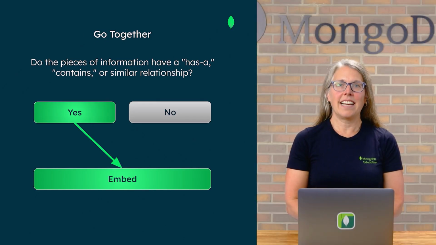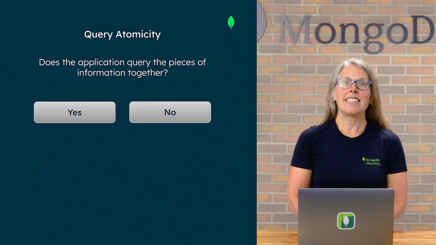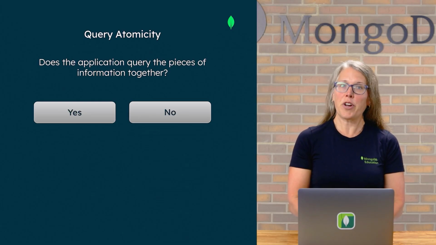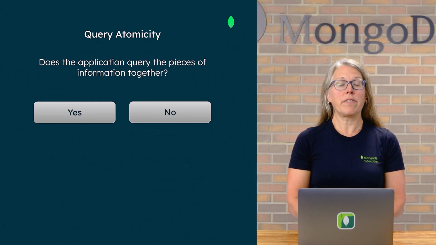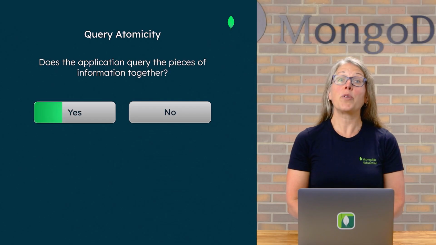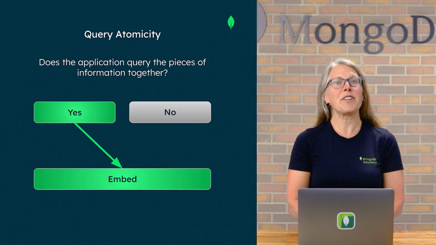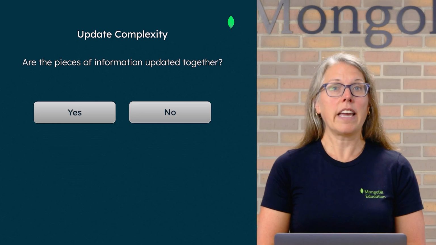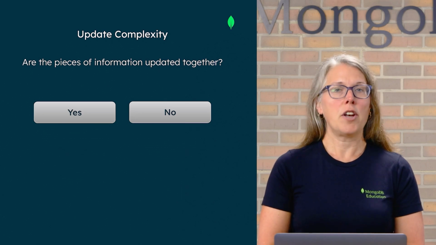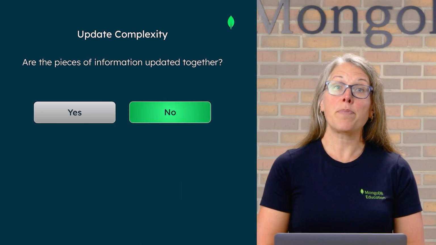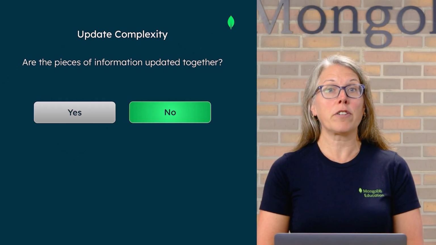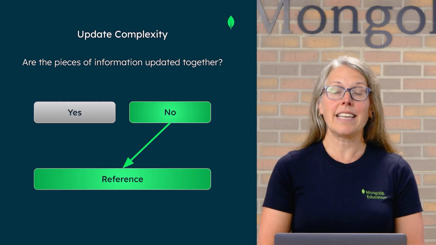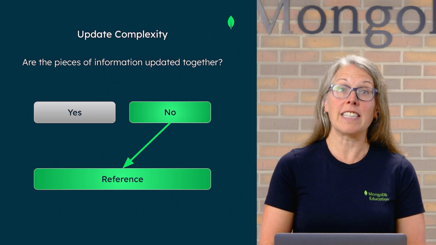The next guideline is query atomicity. Does the app query the entities together? We want to load the book's information together with the authors, so yes, this is another point for embedding. The fourth guideline is update complexity. Are the entities updated together? No. We could change an author's biography without changing information for a book that they wrote. In this case, a no is a point for referencing.